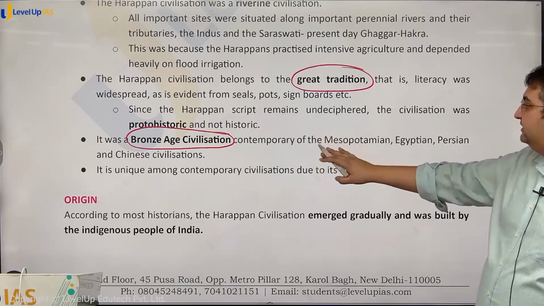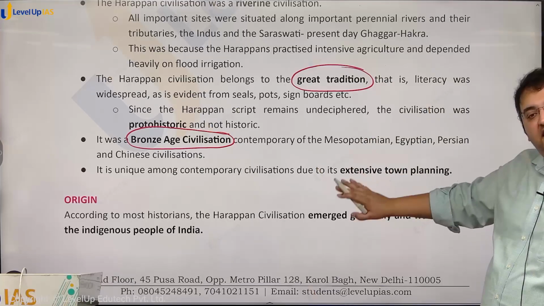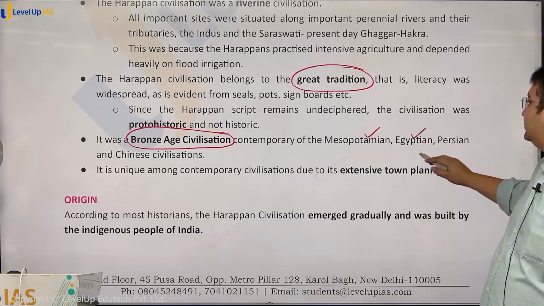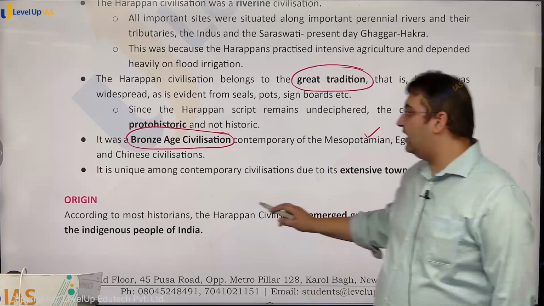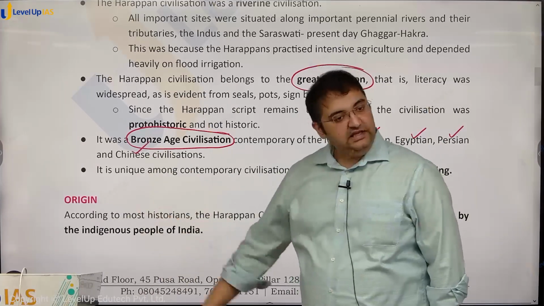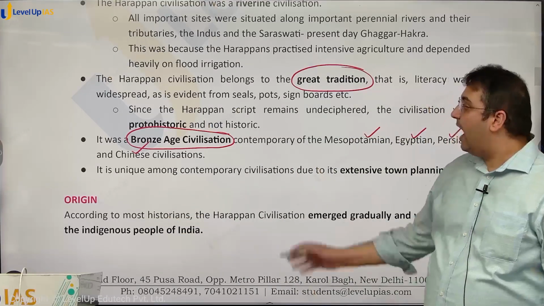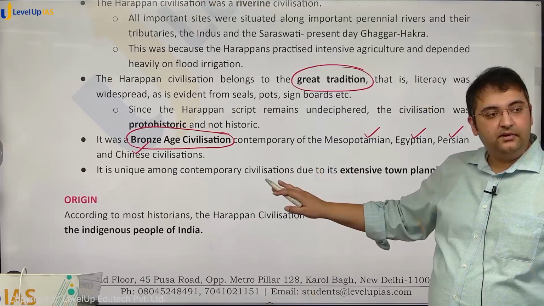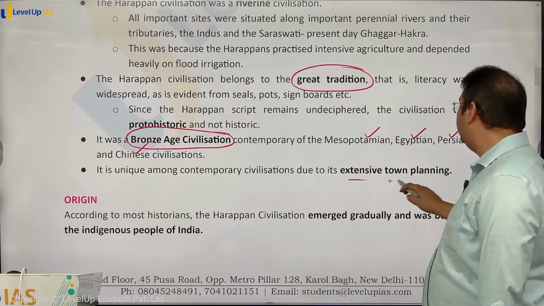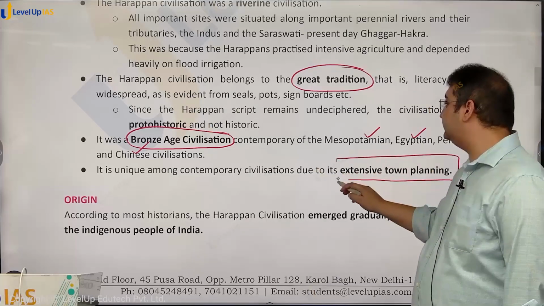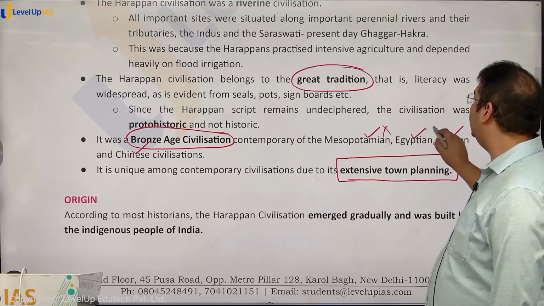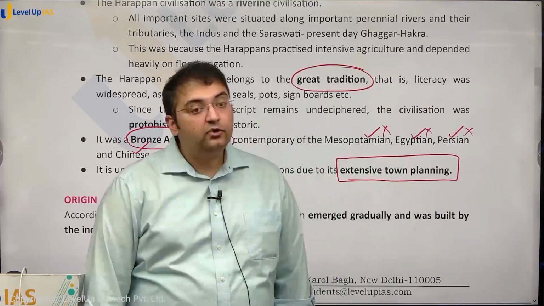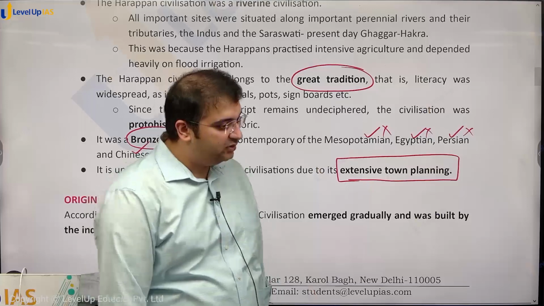It was a Bronze Age civilization and was a contemporary of other Bronze Age civilizations such as the Mesopotamian civilization, Egyptian civilization, the Persian civilization, and the Wang Ho civilization, the Chinese civilization. Right? Among all these civilizations, it was unique. Why? Because the extensive town planning visible in the Harappan cities was not present in any of the other contemporary Bronze Age civilizations. कुछ और यूनिक कैरेक्टरिस्टिक्स भी यहाँ पे हमको देखने के लिए मिलते हैं.